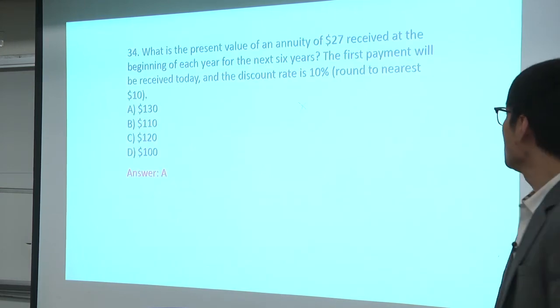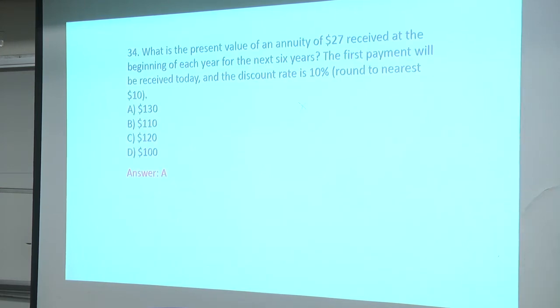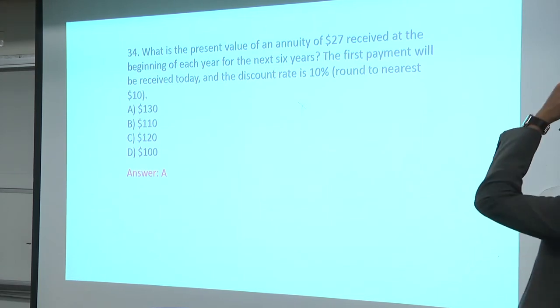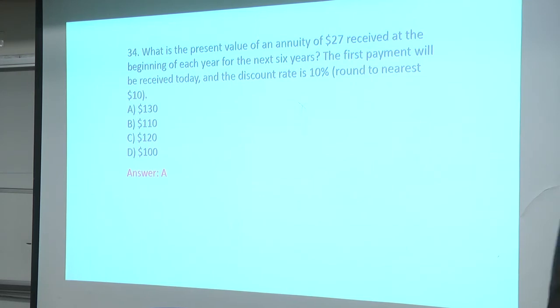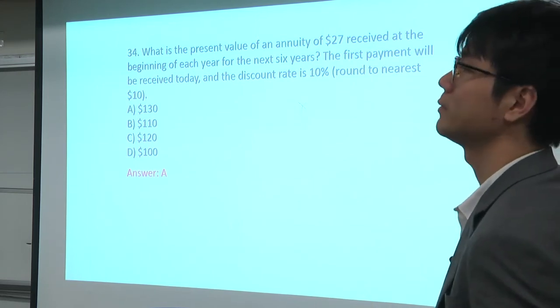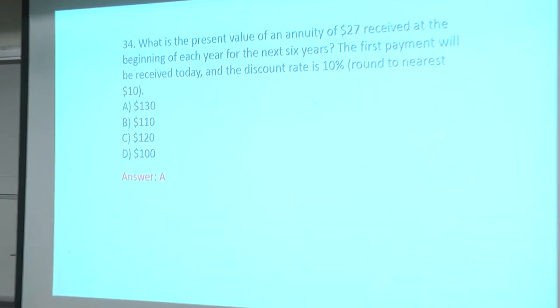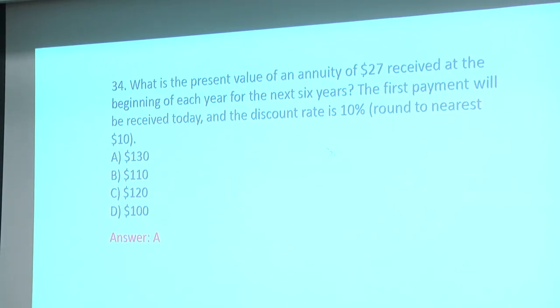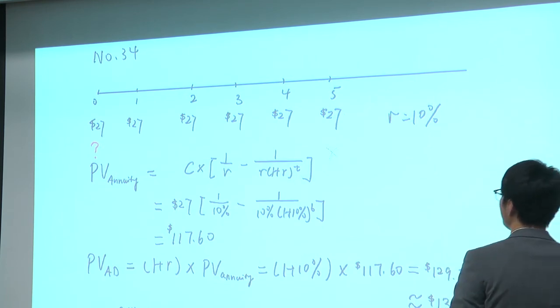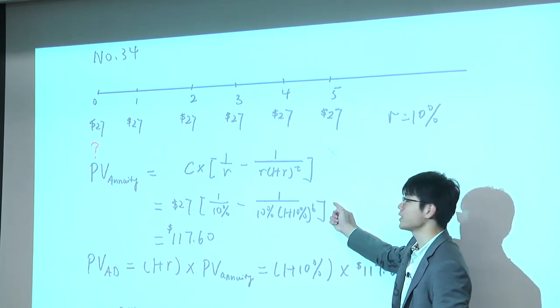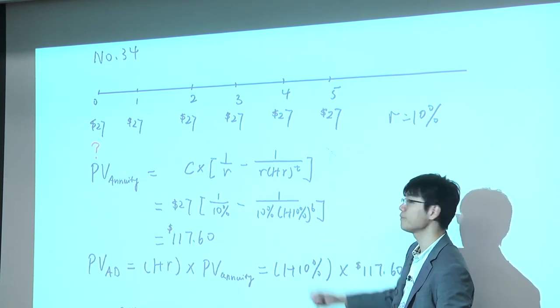Okay? What is the present value of an annuity of $27 received at the beginning of each year for the next 6 years? The first payment will be received today, and the discount rate is 10%. Okay? So this is what? Annuity due. So how do we do it with annuity due? We do the annuity first, then multiply by 1 plus interest rate. You can do it 2 ways. The first way is to use the equation. You will reach this number.